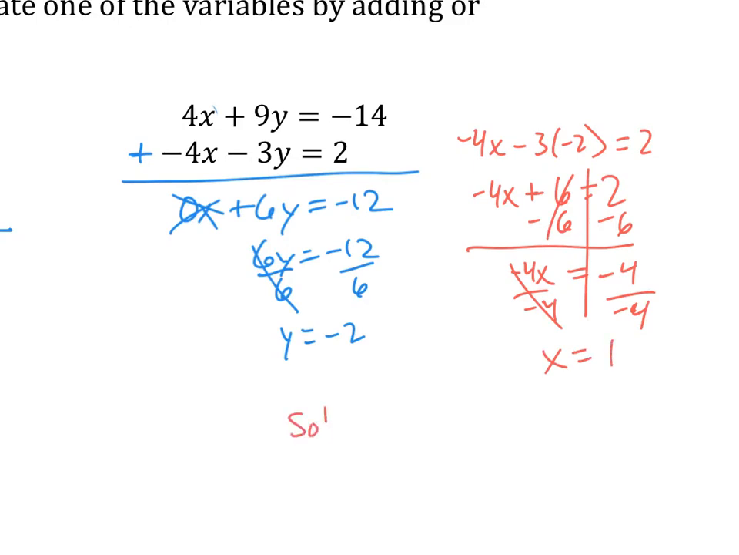Now remember, for our ordered pair, we write it in the form x comma y. So x is first, which is 1, and then y, which is negative 2. And that will be our solution.